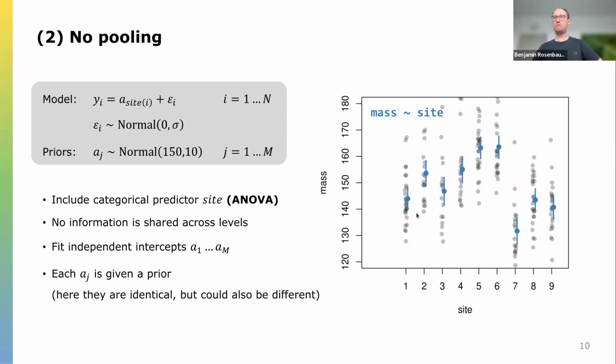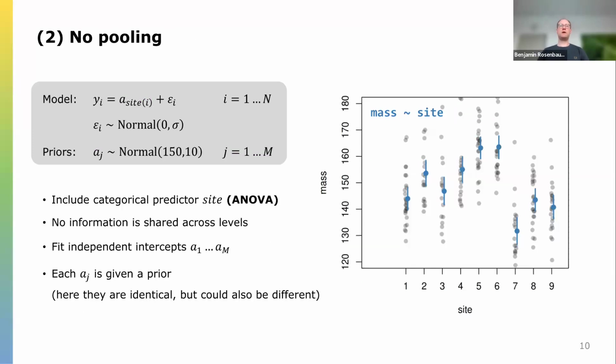Here you see the credible intervals are a bit larger, because now this site level mean is not informed by 200 data points, but maybe just by 20 data points. So there's higher uncertainty about the site-specific means, because per site we just have maybe 20 data points and not 200.